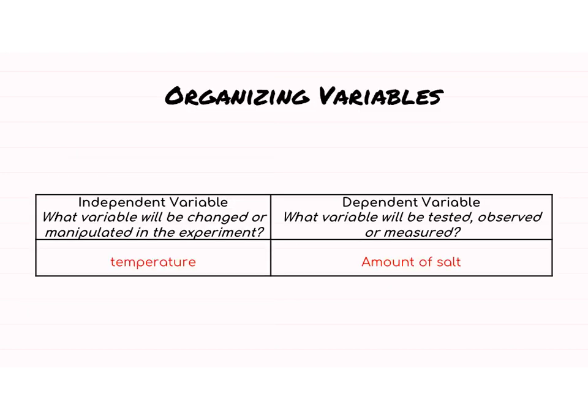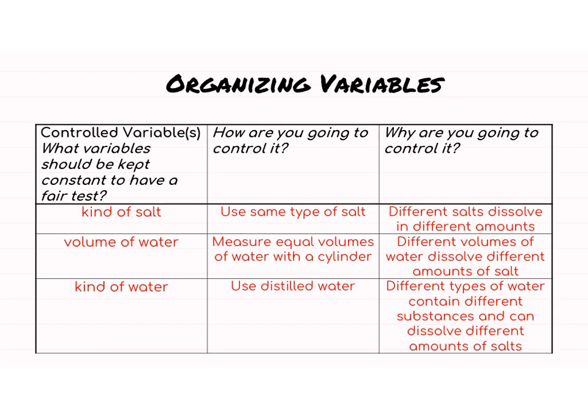So let's sum it up. The independent variable, or what Sarah was changing in the experiment, was the temperature. And what Sarah was measuring or testing or observing in the experiment was the amount of salt dissolved. The kind of salt used, the volume of the water, and the kind of water used were all the same in all the given test tubes. So these are what we call the controlled variables.